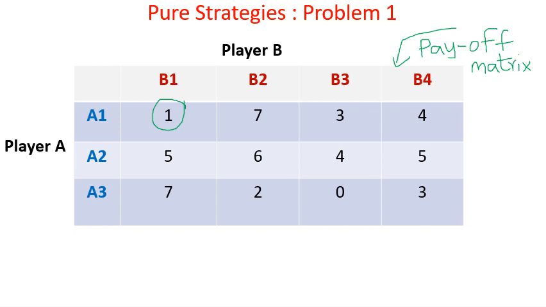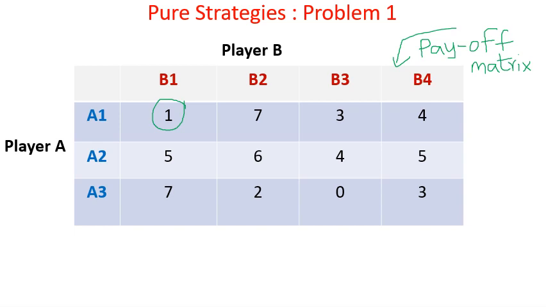So if player A exercises strategy A1 and B responds with B1, there is a payoff of 1, and this 1 here indicates to player A. This 1 is a positive number, so it's a gain of 1 unit to player A. A gain of 1 unit to player A is a loss of 1 to B. Or in other words, if player A selects A1 and B selects B1, then B will have to pay 1 monetary unit to A, which means it's a loss of 1 to B and a gain of 1 to A.